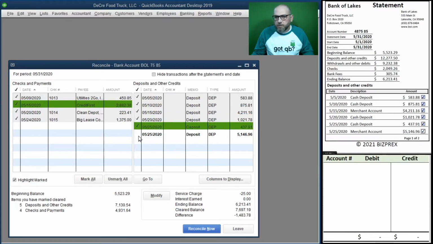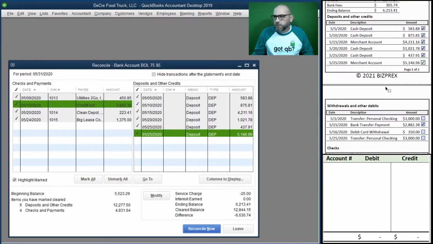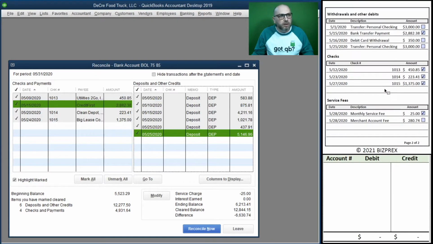All right. And we're done, right? So we're done, but we still have a difference. Why do we have a difference? Well, we have some more transactions that we need to book. And what do we have? We have merchant account fee. We're familiar with that one.